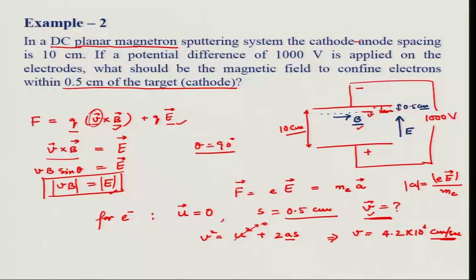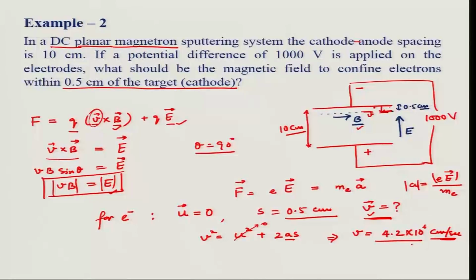So, this is my velocity at 0.5 centimeter, okay, because acceleration is only in the direction of electric field, okay. So, the velocity will only be due to the electric field, not magnetic field. Magnetic field, it will provide the force in the other direction where it rotates, but not accelerated in this direction, okay. So, this is an important aspect to remember.